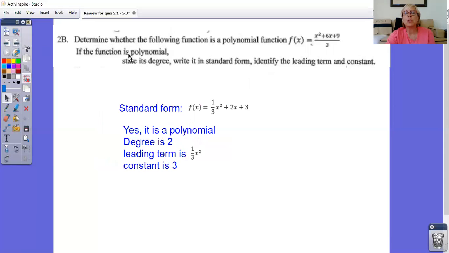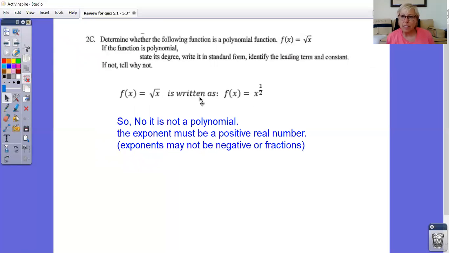A couple more examples. Over here, a lot of students think that this is a rational function, but since the denominator does not have a variable, we can write this as a polynomial. And so I'm going to take the first term, x squared, and put it over 3, 6x over 3, and 9 over 3. So I'm going to look at this polynomial right here. The greatest exponent is a 2, so it's a degree 2, and the lead term, 1/3 x squared, constant is 3.